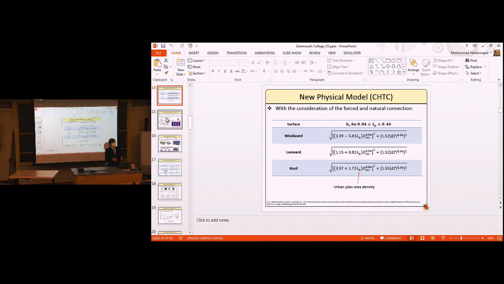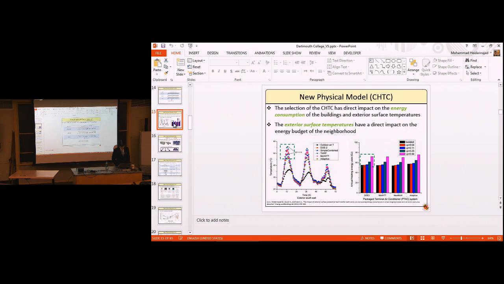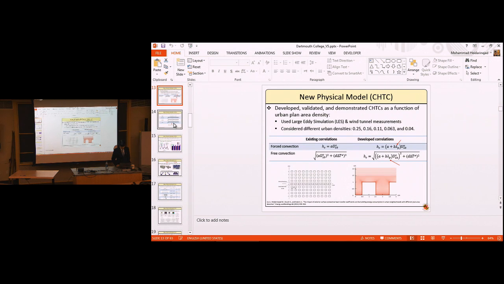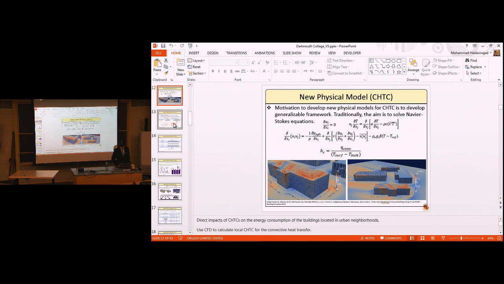I think we have time for one more question. Yes. Okay. Can you go back to one of those slides that had the buildings and the surfaces of the heat transfer coefficients? This one? It looked like they were generated from CFD. Yeah, something like that. Yes. Can I just maximize? Sure.